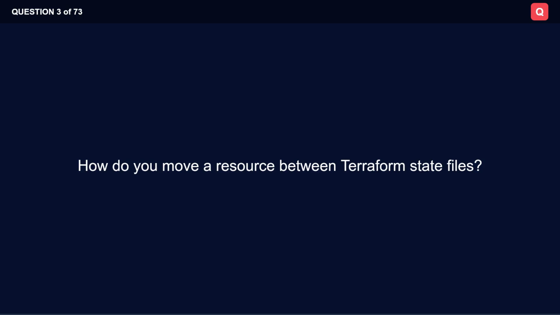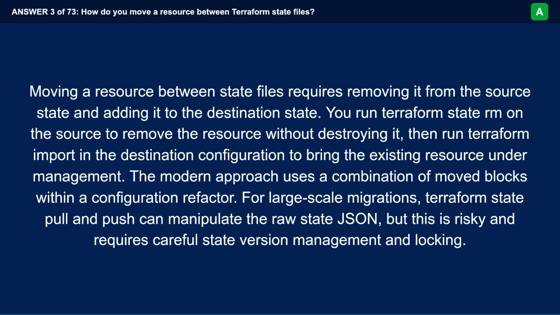How do you move a resource between Terraform state files? Moving a resource between state files requires removing it from the source state and adding it to the destination state. You run terraform state rm on the source to remove the resource without destroying it. Then run terraform import in the destination configuration to bring the existing resource under management.